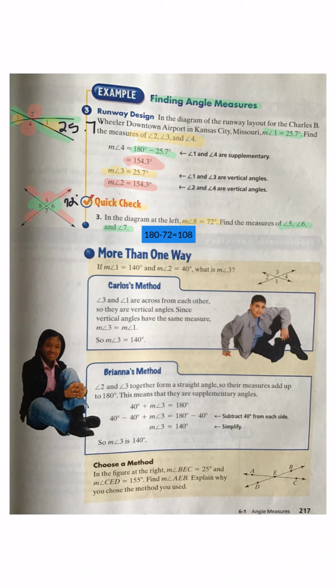And so taking 180 and subtracting 72, we are going to get 108. So angle 7 and angle 5 are both congruent, which means they have the same degree measurement. So that means that both of these are going to be 108. There is more than one way to get the answer.